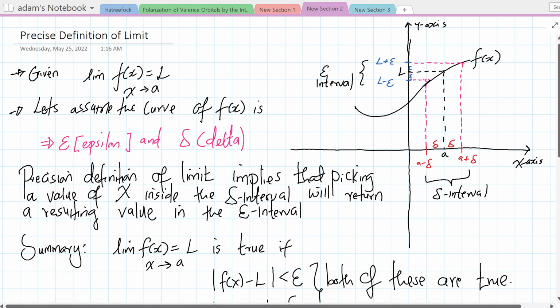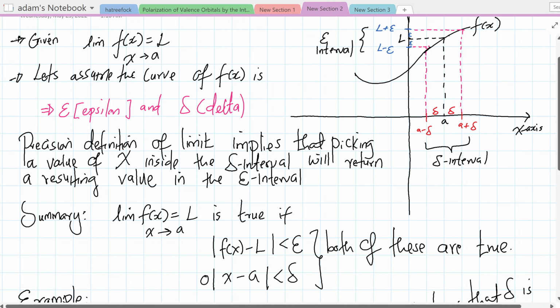You have a function, limit of f(x) is equal to L as x goes to a. So if you take, for instance, you plot f(x), you get this curve. So on the x-axis, for this limit to exist, we must have a distance delta from a, such that when you pick an x from this area, you're going to get the value of the function that is within the epsilon interval. So here is the definition.